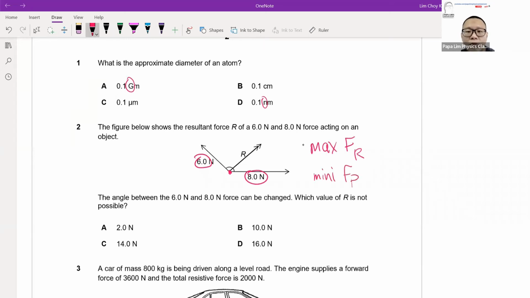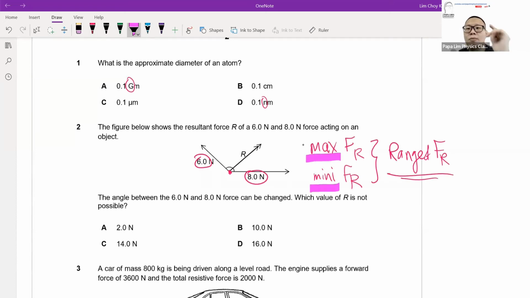What I'm trying to do is find the range of FR that could occur. By knowing the maximum and minimum, I will know the range of FR whereby the resultant force is possible. If I know the range that is possible, then I will indirectly know the values of R whereby the resultant force is not possible.